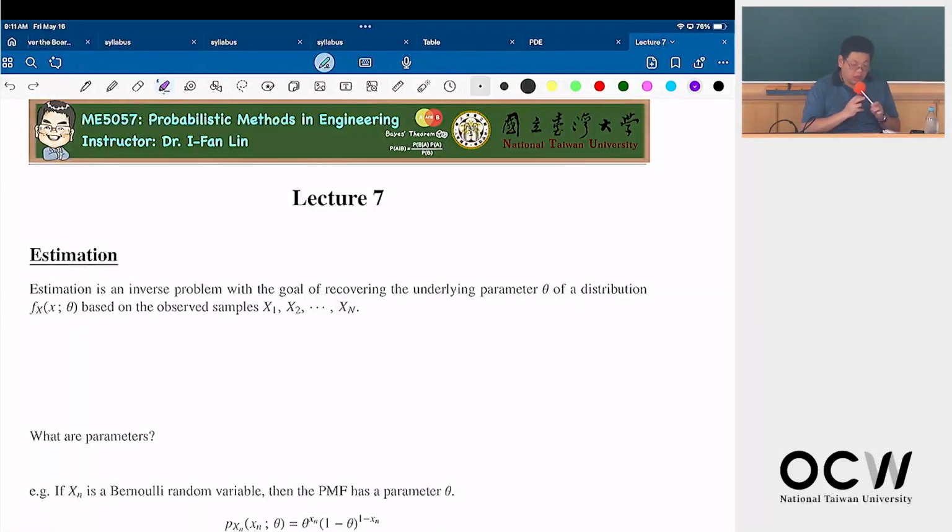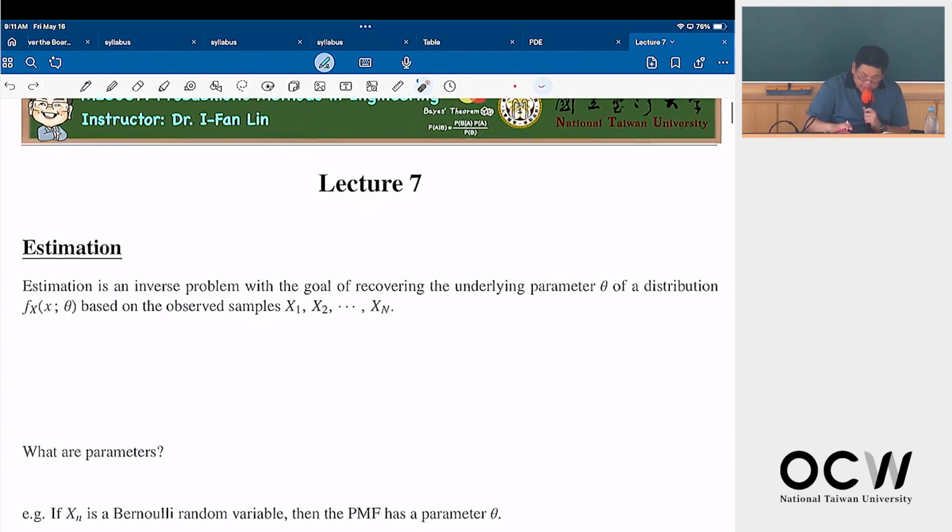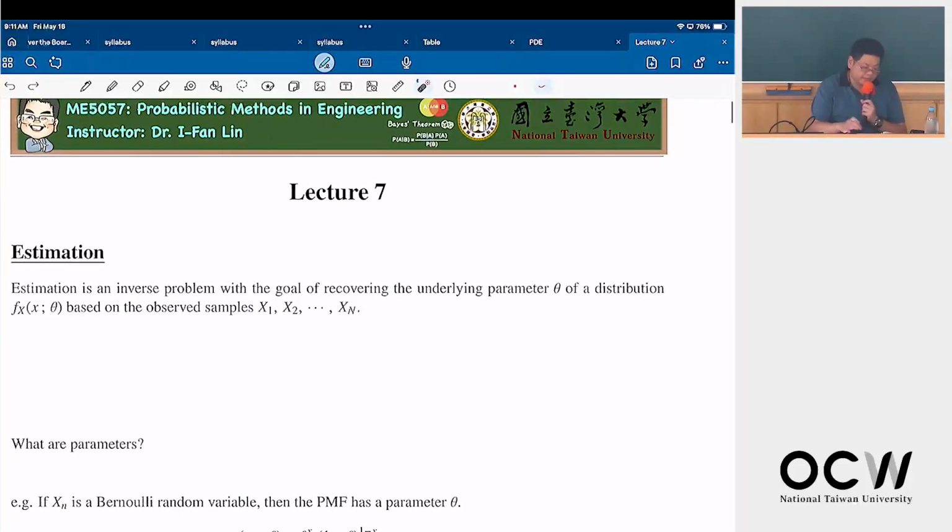Right, today we are going to talk about estimation, okay, and we will use one session to hopefully cover all this. If not, then we will continue next week, okay. So first, let's see the estimation. What is estimation?